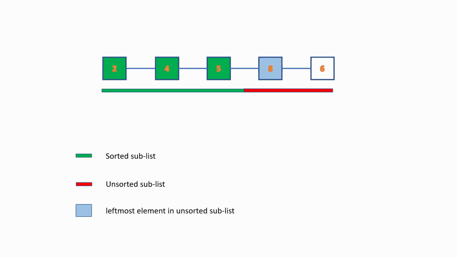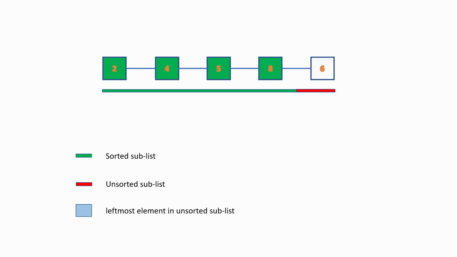Consider the number 8. Compare it with the previous element. 8 is larger than 5, so it's already in the correct position. Let's start the next iteration.